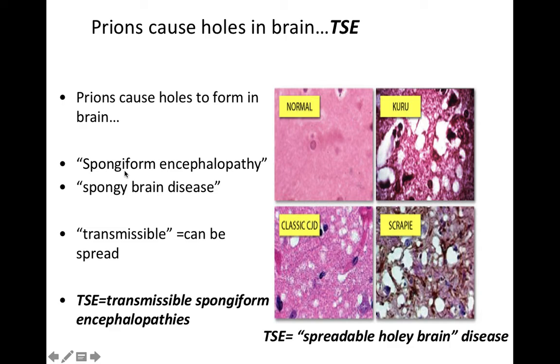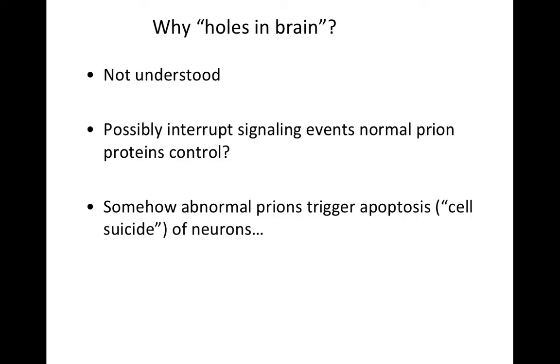Something that looks like a sponge, with holes. Encephalo refers to the head, specifically the brain. Pathy is an abnormality, so the so-called holy brain disease, and transmissible because unfortunately we now know it can be spread from an infected host to an uninfected host. So TSEs, transmissible spongiform encephalopathies, spreadable holy brain diseases. And unfortunately, they're 100% fatal. We don't have a cure, we don't have a treatment yet.